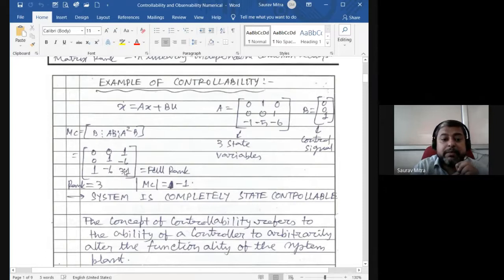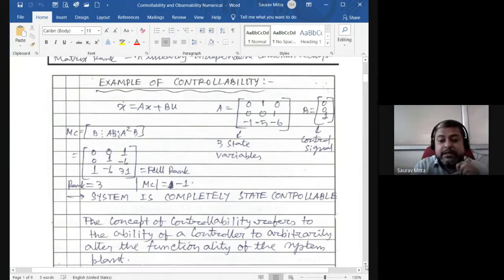So this matrix 1, minus 6, 31, this is nothing but A square B. First you have to find A square and then multiply B with that. Please don't make mistakes in matrix multiplication. You can do it by calculator also. What is AB? Just multiply these two. This is 3 cross 3 and this is 3 cross 1. If you multiply A and B, you are going to get a 3 cross 1. And the first matrix is the B matrix. So for a 3-dimensional A matrix, MC is going to be B, AB, A square B. For a 2-dimensional A matrix, MC will be B and AB. In that case this MC will be a 2 cross 2 matrix.